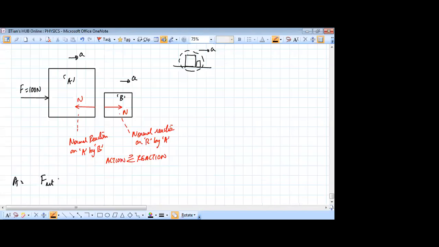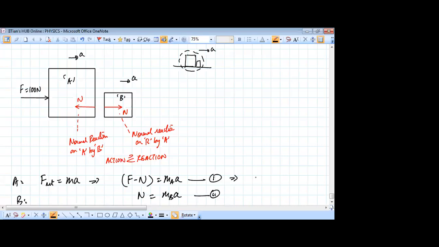the net force should be equal to mass into acceleration. So net force कितना हो जाएगा? F minus N, and that is this one's mass into acceleration. Whereas for block B, the net force is how much? It is only N. So it will be B's mass multiplied by acceleration. So equation 1 and equation 2.